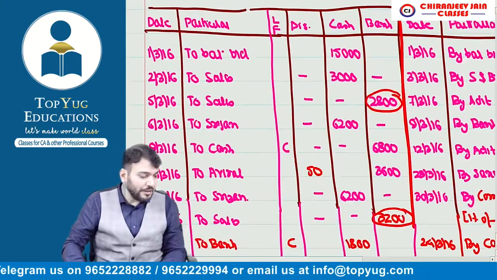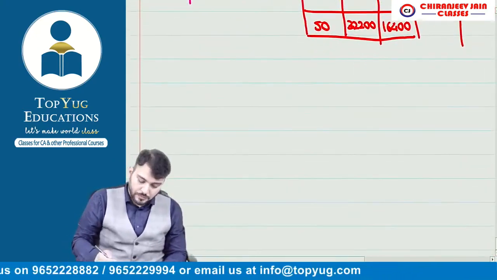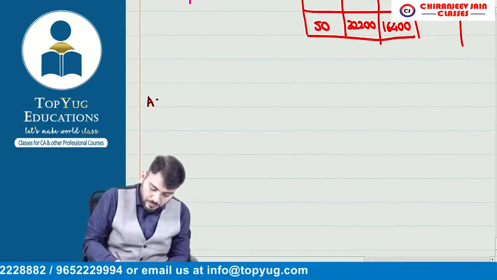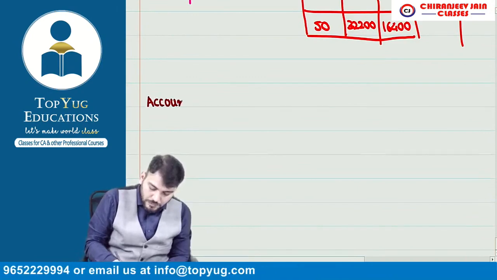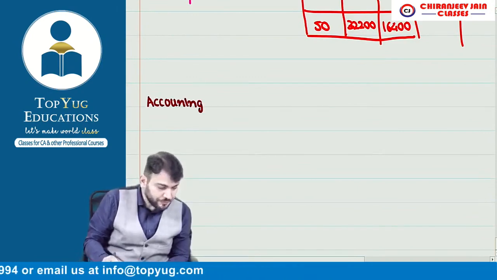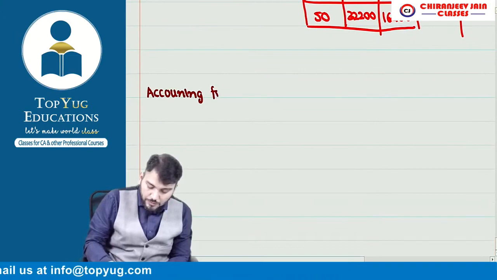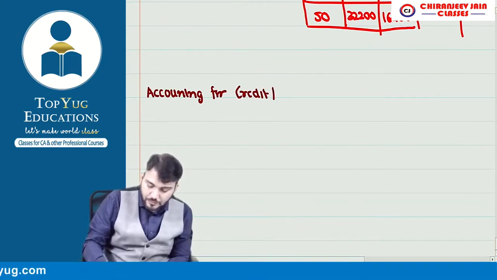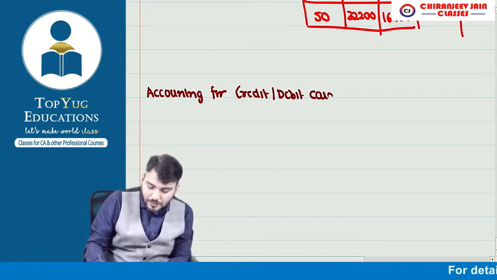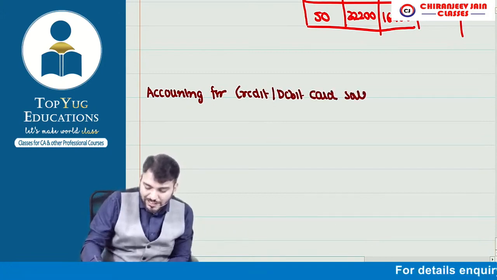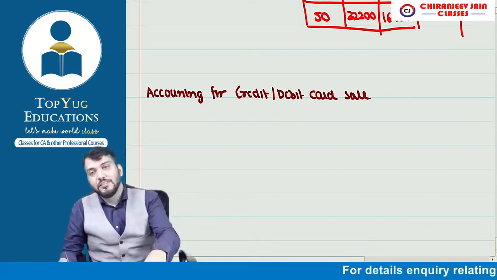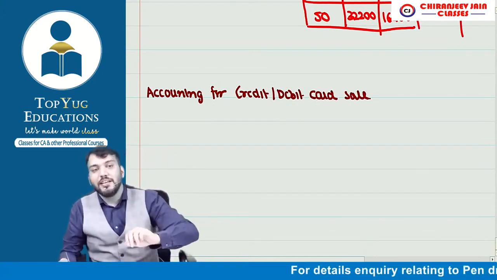Correct. Then add on accounting for credit or debit card sale. Already we have discussed, correct now. So credit or debit card sale.